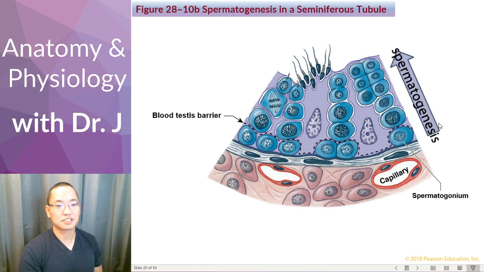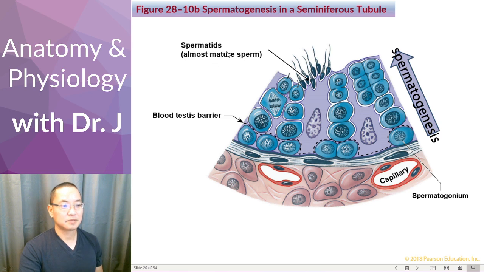So this is what we call spermatogenesis. This process of starting with the spermatogonium, dividing, and then eventually becoming mature sperm, this is what we call spermatogenesis. And here we have spermatids. Actually, I should rewind that, take that back. Again, sperm mature in the epididymis. So these spermatids look like sperm, but they're not quite ready yet.